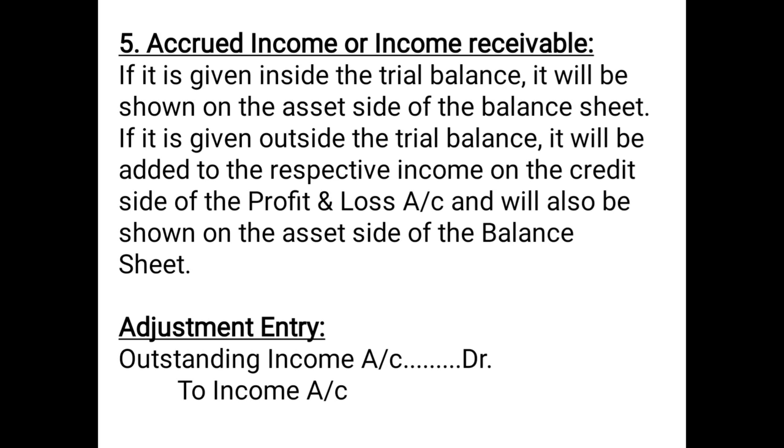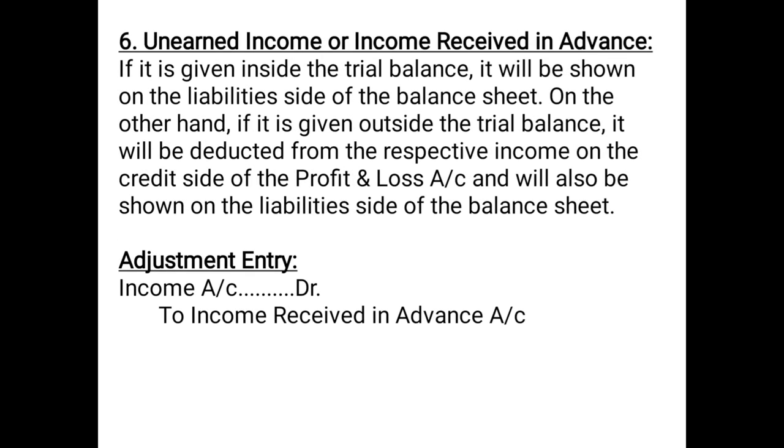On the other hand, if it is given outside the trial balance as an adjustment, then it will be shown at two places. Firstly, it will be shown on the asset side of the balance sheet, and also it will be shown as an addition to the respective income on the credit side of the profit and loss account. But what will be the adjustment entry? The same entry which we have discussed in case of journal. Outstanding income account will be debited because it is an asset for the business, to income account.